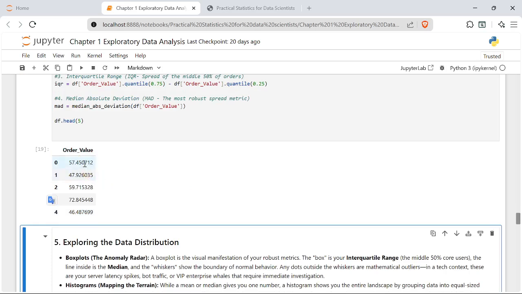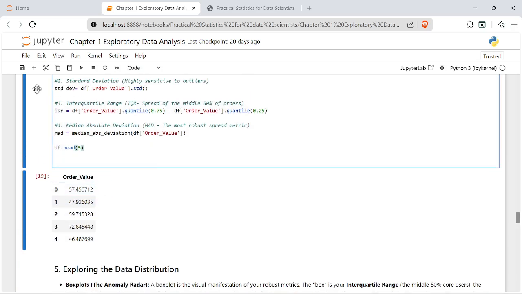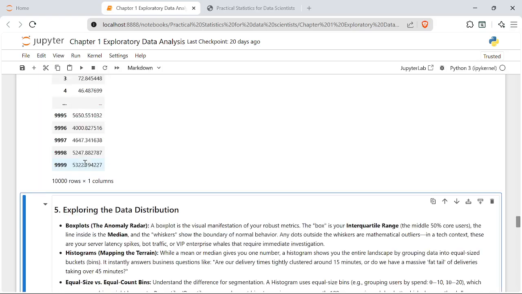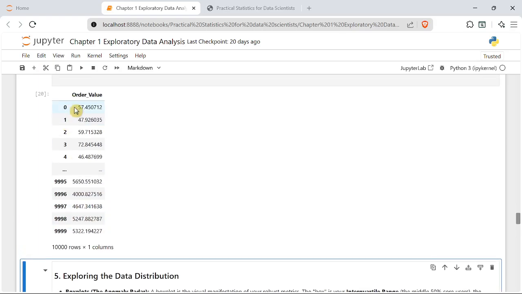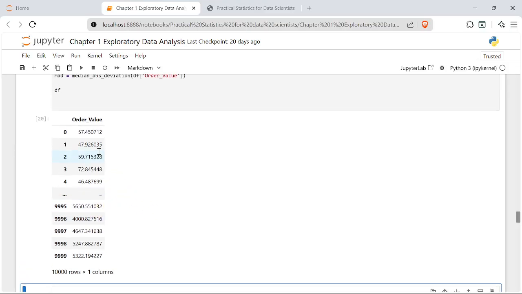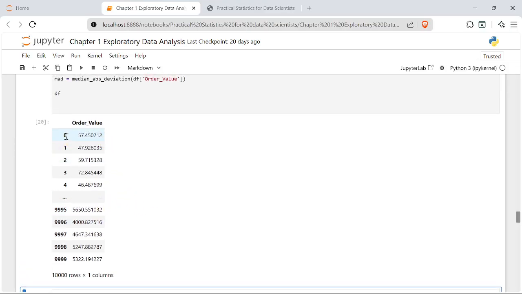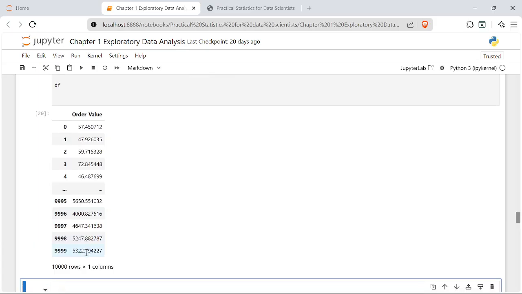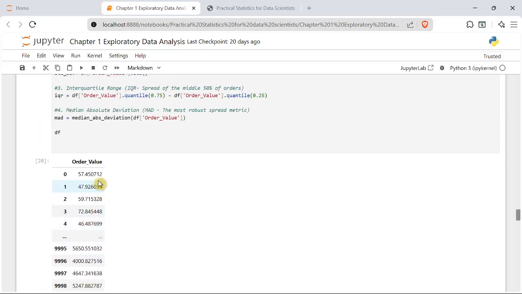So here is our data frame which we have created. Let's view the full data frame first. So here are the 1000 rows of the data frame. As you can see, the data frame has various order values from 57, 47, 59, 72, etc., all the way to 5600, 4000, 4600, etc.